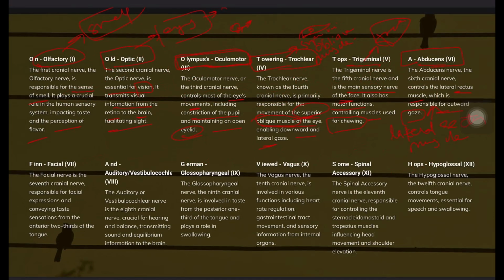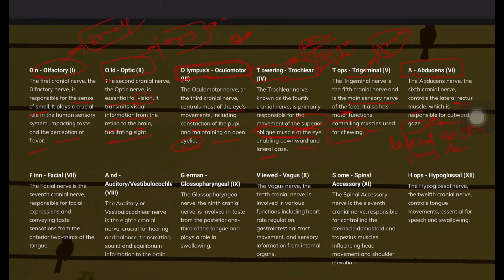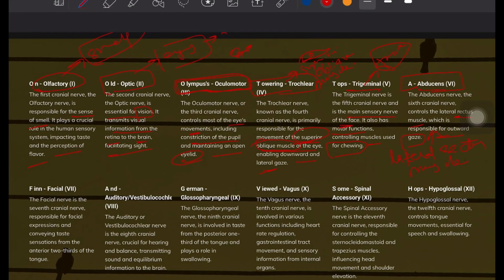Now students will go for the seventh nerve, which is the facial nerve. So facial nerve, it's related to the face. It's the seventh cranial nerve, and it is responsible for facial expression and conveying the taste sensation of the anterior two-third of the tongue.